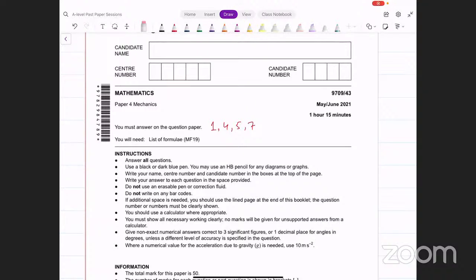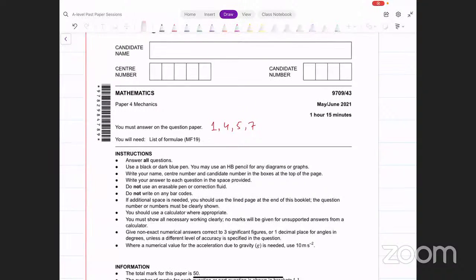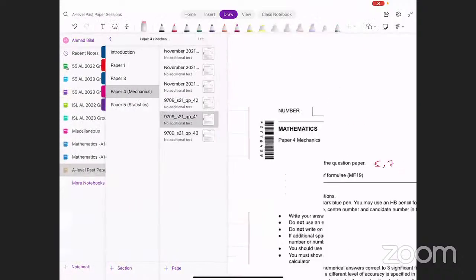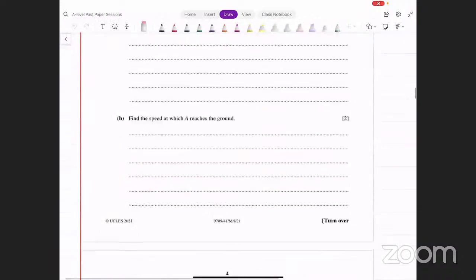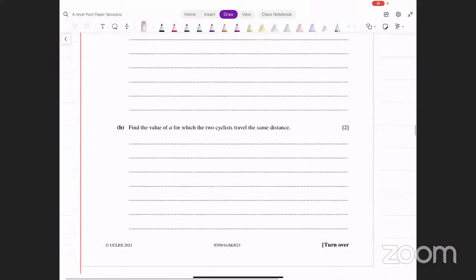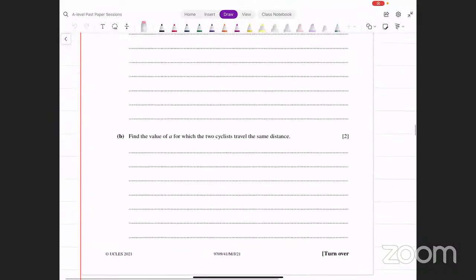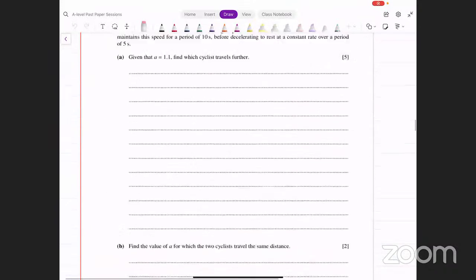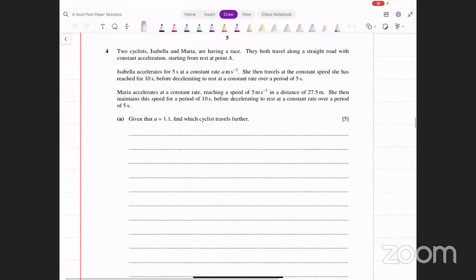Question number 4, part B. So ये वाला. Now for this part, we will actually have to do the first part as well. You would just want a hint. Achha, let me just read the question.